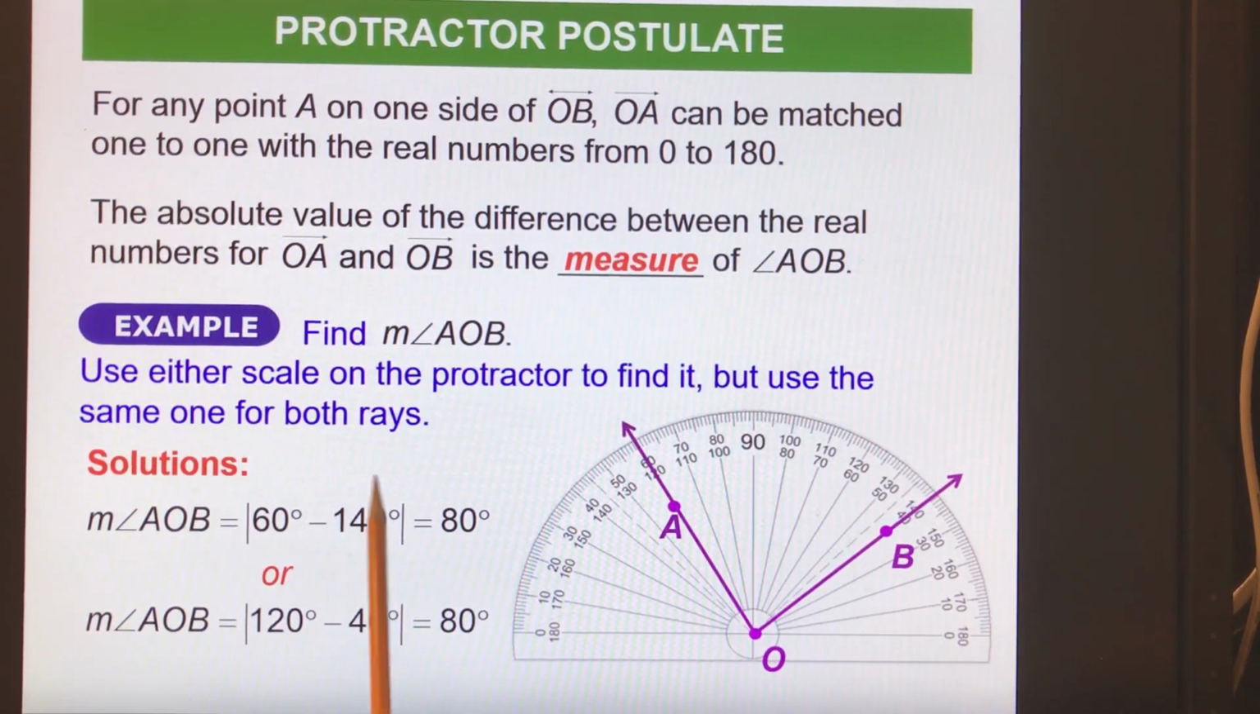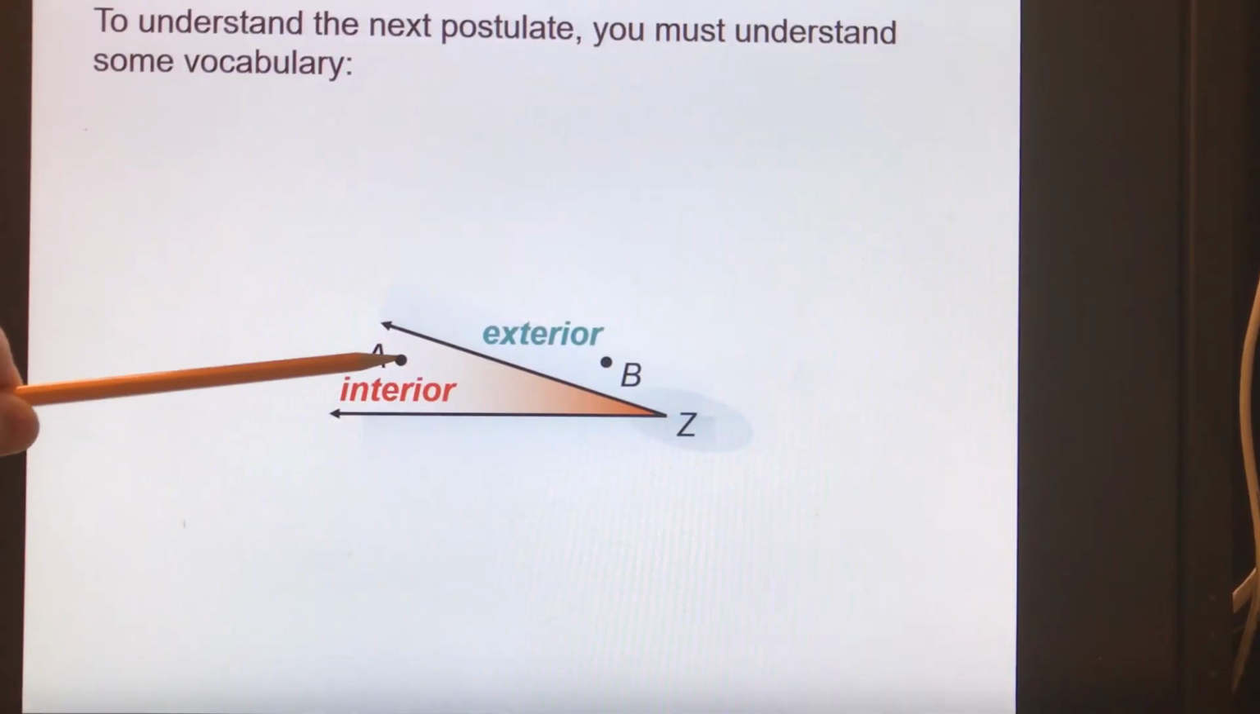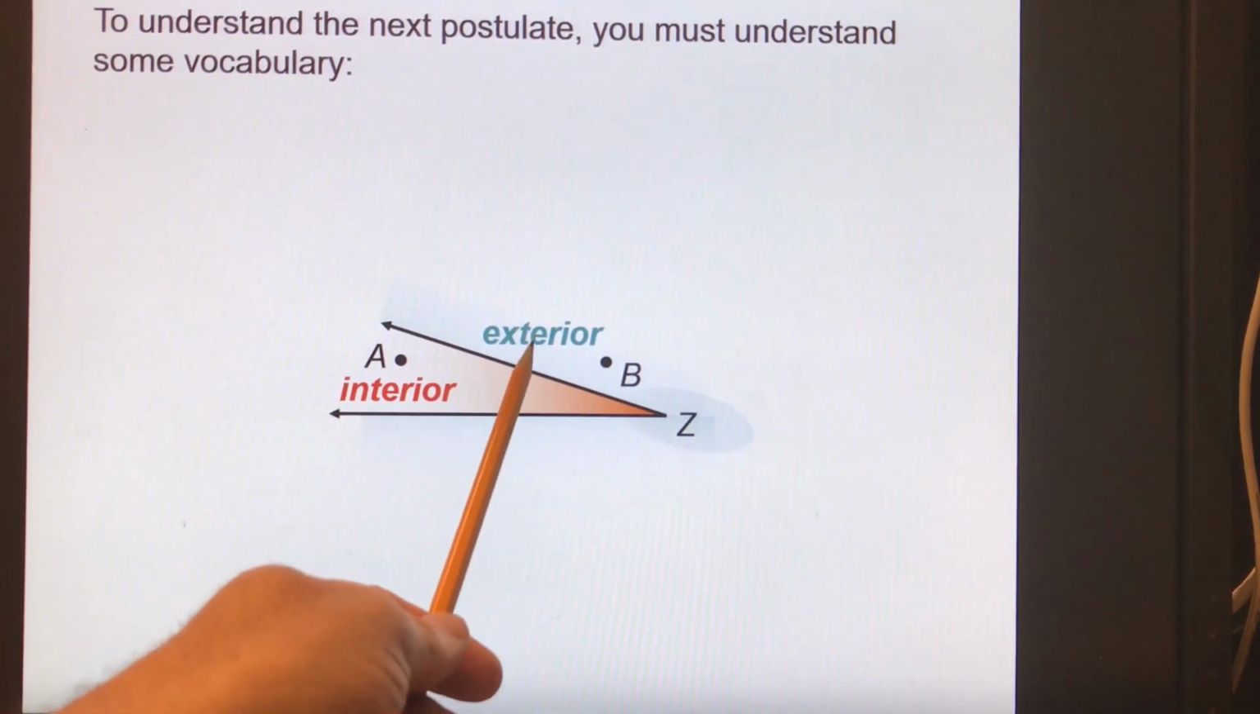So we use the absolute value to make sure it stays positive. Okay? And then you can do the same thing over here. Notice down here we have 120 and then the 40. You can subtract those, get the same thing. Have interior and exterior.